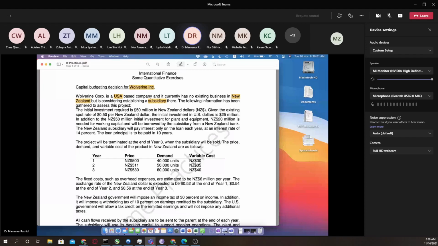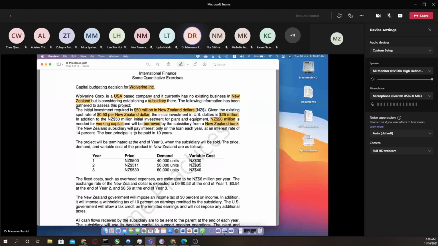The initial investment required is 50 million New Zealand dollars. Given the existing spot rate of 0.50 New Zealand per dollar, the initial investment in US dollars is 25 million. In addition to the 50 million New Zealand dollar initial investment for plant and equipment, 20 million New Zealand dollars is needed for working capital. It will be borrowed by the subsidiary from a New Zealand bank. It's not given by the mother company.